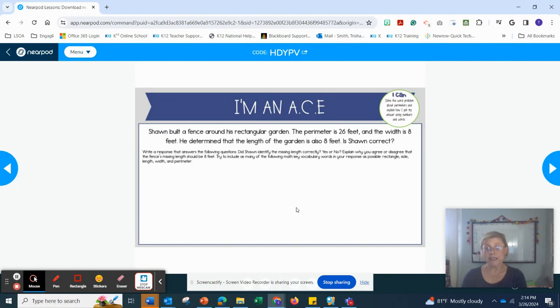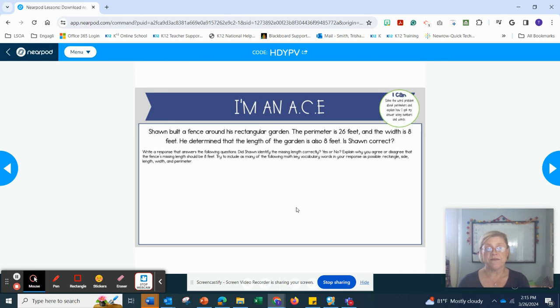So we're going to work through one together. Like, how do we get this? That's what I mean. We're going to work through it together, and then you're going to have that prompt again. So Sean built a fence around his rectangular garden. The perimeter is 26 feet, and the width is 8 feet. He determined the length of the garden is also 8 feet. Is Sean correct?